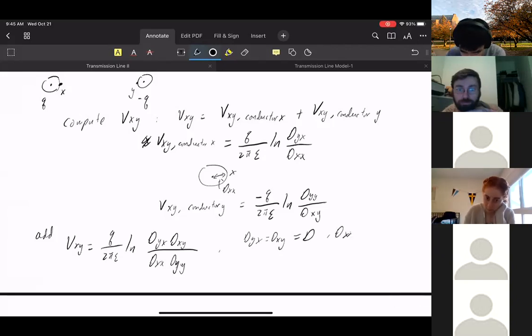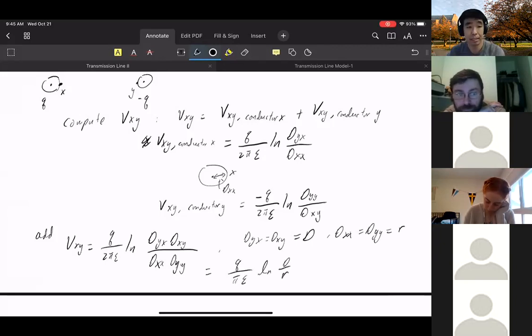Assuming the wires have the same radius, call this r. Then what we get is Q over pi epsilon times the log of d over r. We have d squared over r squared, the two comes out of the log and cancels the two on the bottom. So this is the voltage for the two-wire case. Computing the capacitance is easy, it's just Q over this voltage. Any questions with this?